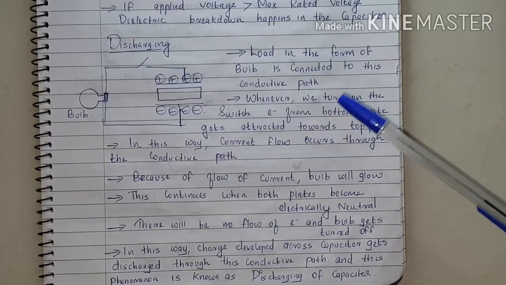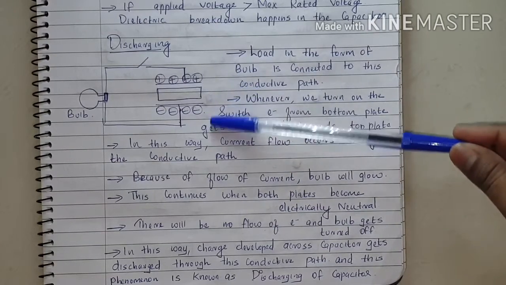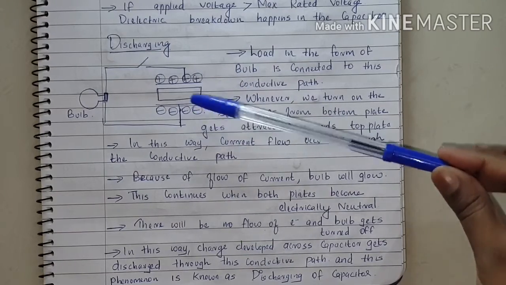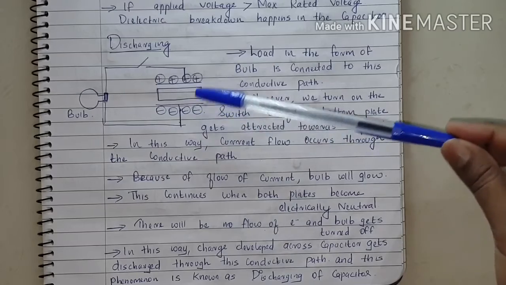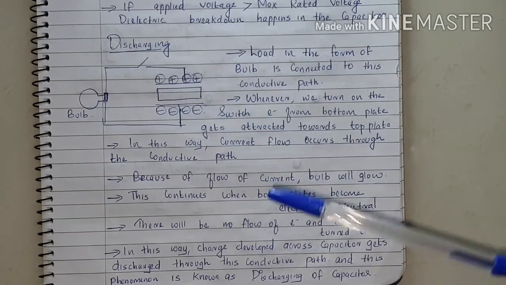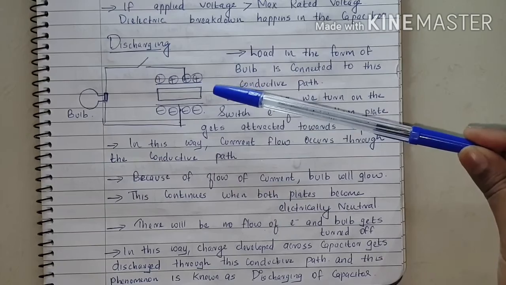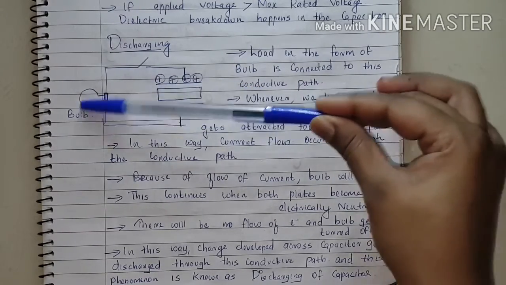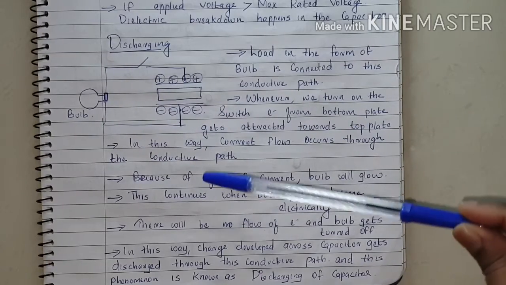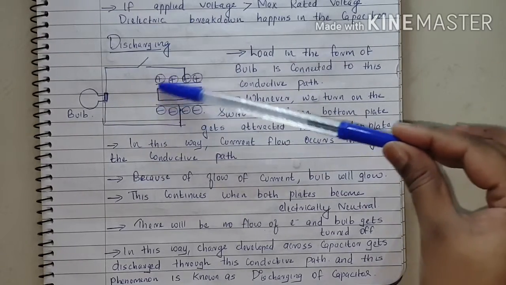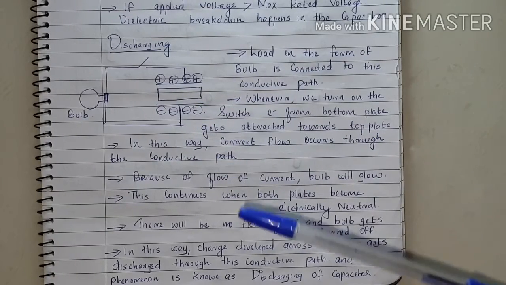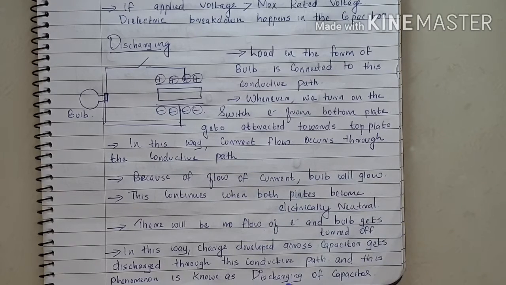This continues until both plates become electrically neutral, which means positive as well as negative charges become equal. When they become electrically neutral, there will be no current flow. That is, there will be no flow of electrons and the bulb gets turned off. In this way, the charge developed across the capacitor gets discharged through the conductive path, and this phenomenon is known as discharging of a capacitor.